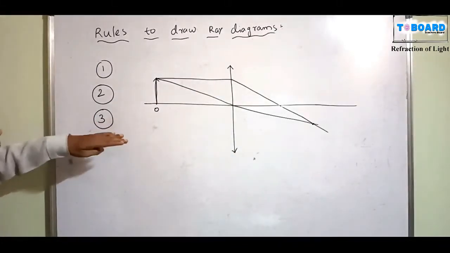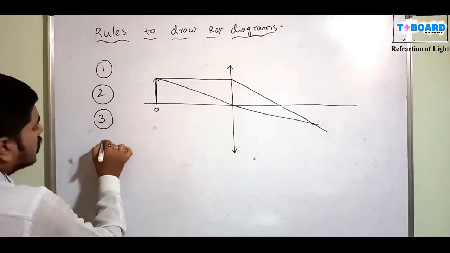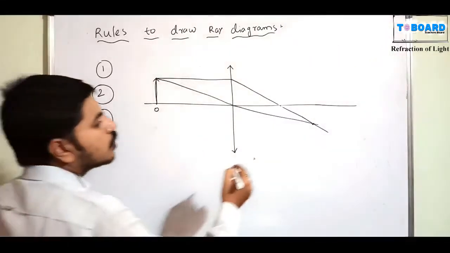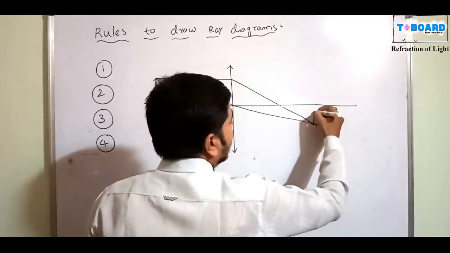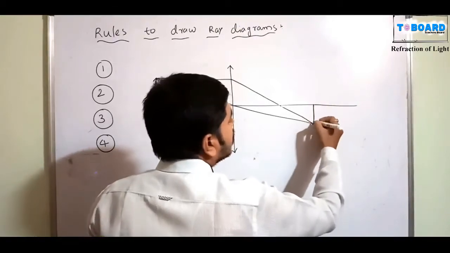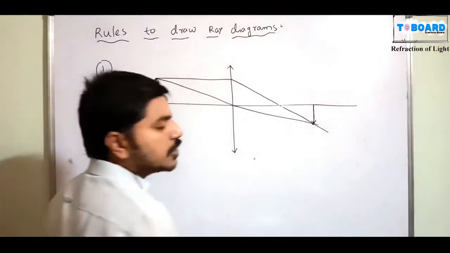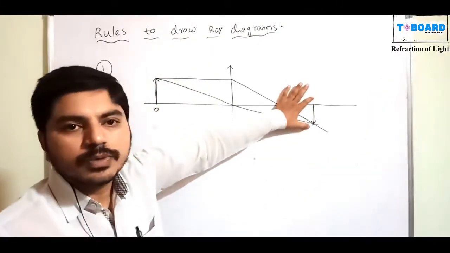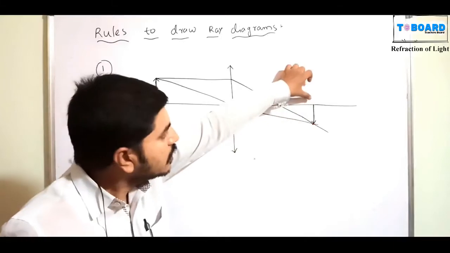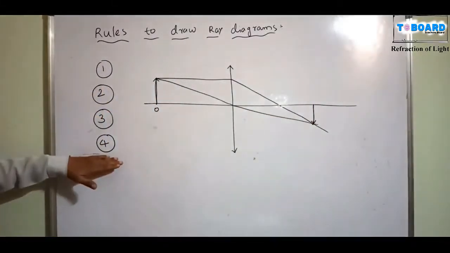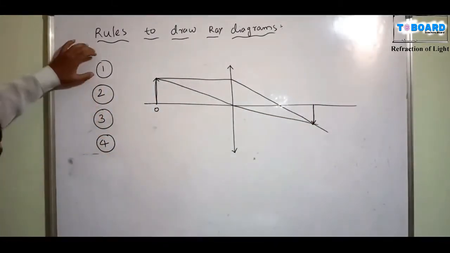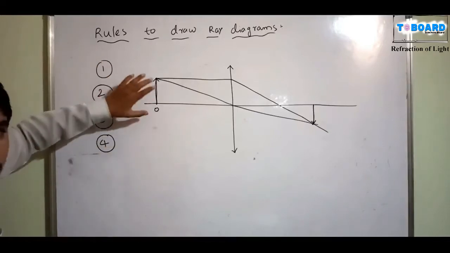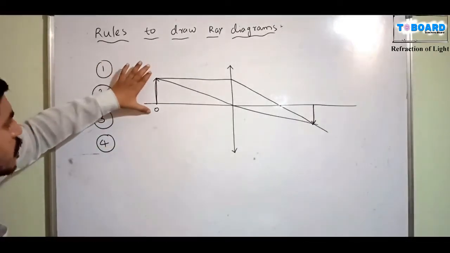So the fourth condition: you draw a normal to the principal axis from the meeting point. For example, this is the meeting point. You draw one normal to the principal axis. That is the fourth condition. What is the first condition? The first condition: you select the object position on the principal axis.